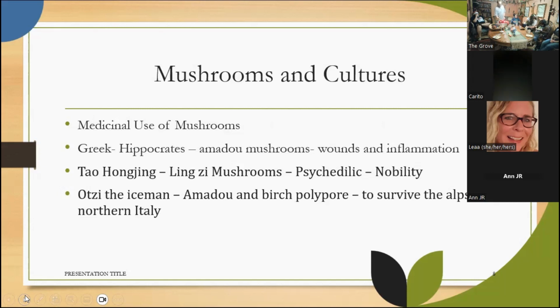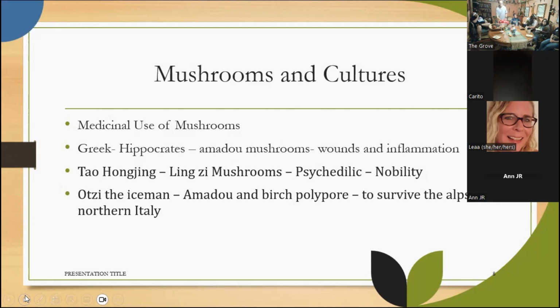So what was interesting that I found out for the cultures is that as early as the 5th century, there was an alchemist called Tao Hong Jing who used Lingzhi mushrooms for medicinal use. And they also had some brews that were used for more of the psychedelic side or spiritual use, which was more for the nobility and the more powerful individuals of society back then.